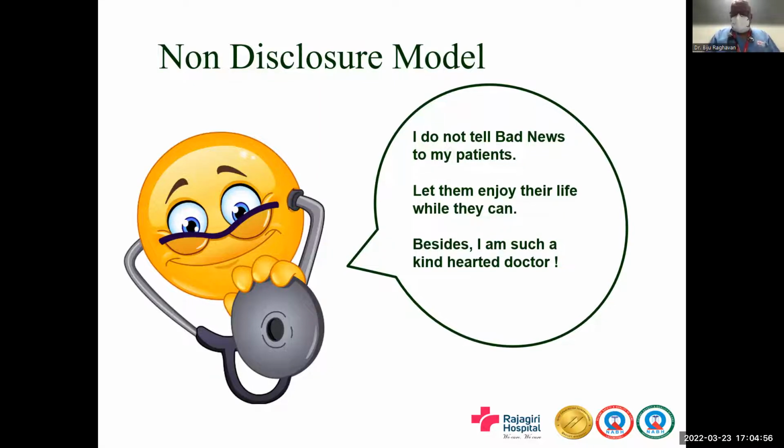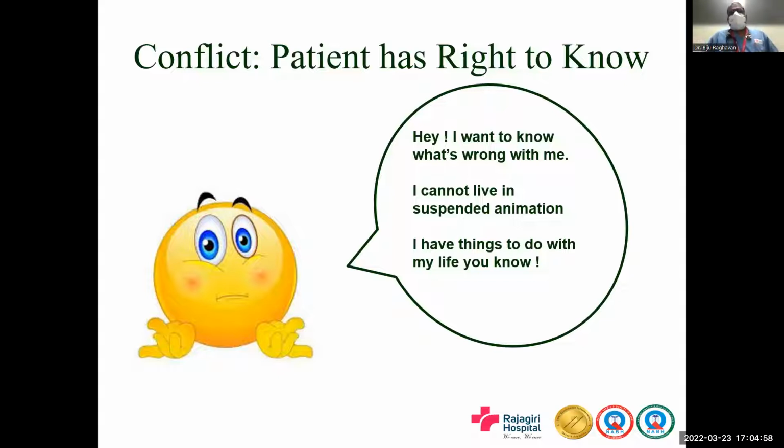The problem with this model is it can get into conflict with the patient who wants to know, because the patient has the right to know. And remember, the first cardinal principle of medical ethics is respecting patient's autonomy. And patient's autonomy means the patient has the right to know. The patient may want to know for various reasons, but if the patient wants to know, patient has the right to know.